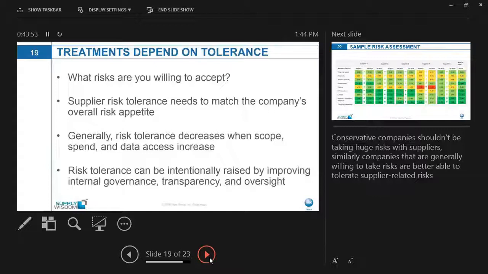Even though sometimes they had very good business reasons for wanting to take that approach, I've not ever really seen it pay off for them. So your supplier risk tolerance really has to match your overall company culture on risk. Generally, risk tolerance decreases when scope, spend, or data access increase.